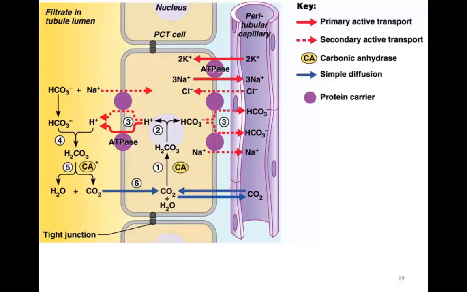This process of counter transport is secondary to the sodium potassium ATPase pump in the basolateral border of the proximal convoluted tubule and thick ascending limb, or thick ascending loop of Henle.